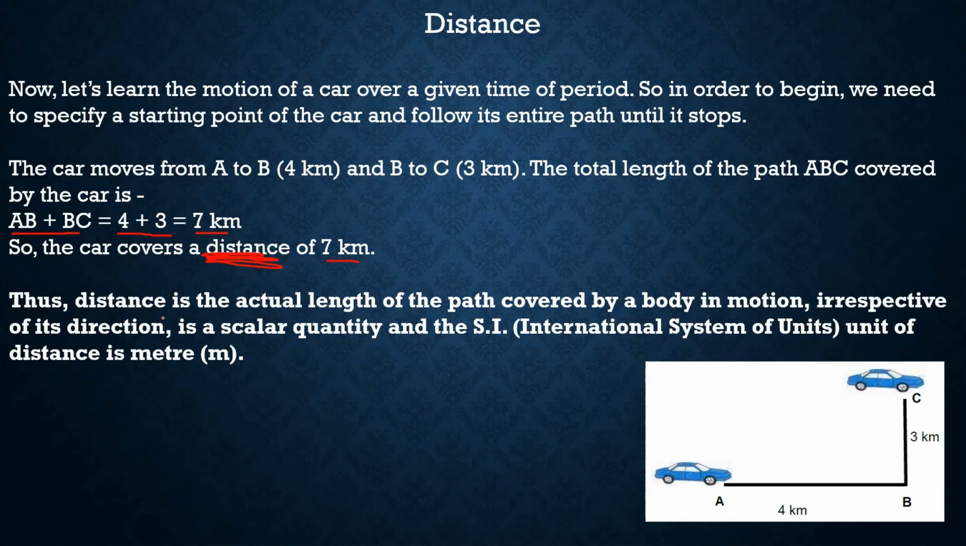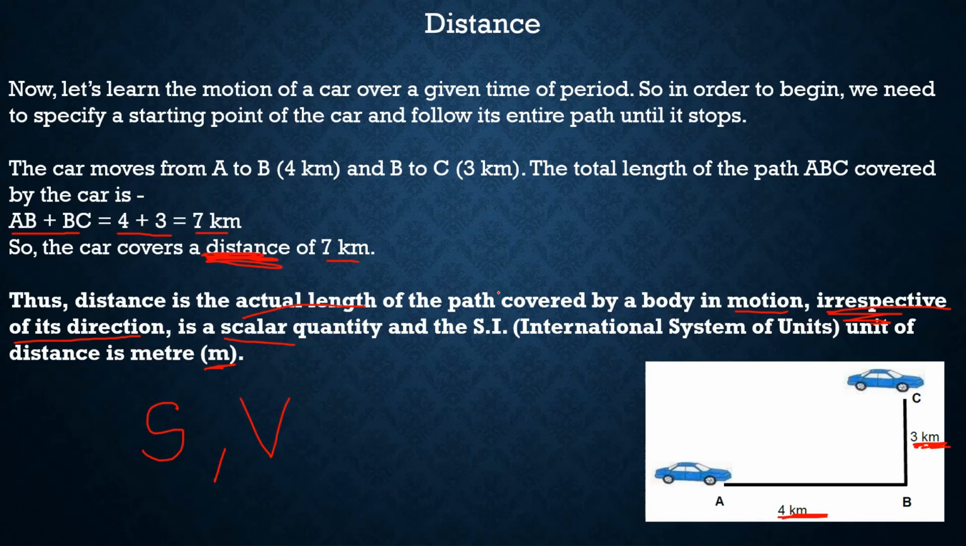So let's see the definition of distance. Distance is the actual length of the path covered by a body in motion irrespective of its direction. And guys, in the last video we had seen what scalar quantities and vector quantities are. So distance is a scalar quantity, as we said, it is irrespective of the direction. And the SI unit, normally we write it in meters, but in this image, as you can see, if it is big, you can write kilometers.